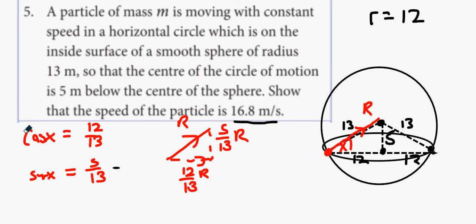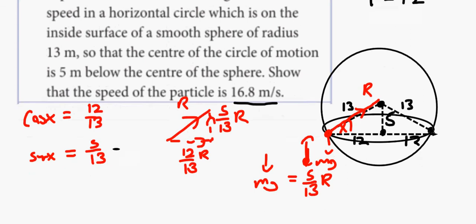So what's going downwards? What's the weight of the particle? mg. So mg going downwards is equal to what's going upwards, which is 5 over 13 R. So mg going down is equal to 5 over 13 R going up.